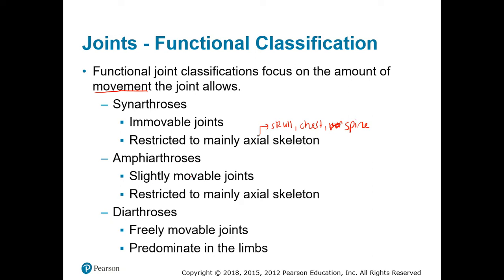Amphiarthroses are slightly movable joints, so they do have a little bit more freedom, but they're still restricted to our axial skeleton. And then we have diarthroses. I always think of di meaning two. These are going to be freely movable, and this is predominant in our limbs. It makes sense because most of our movement takes place in our arms and our legs.